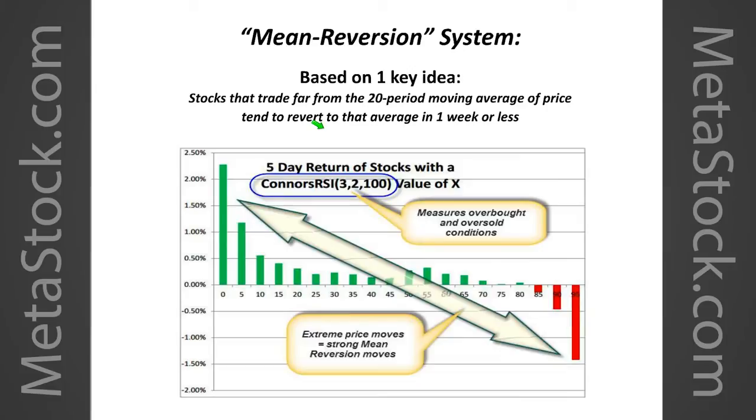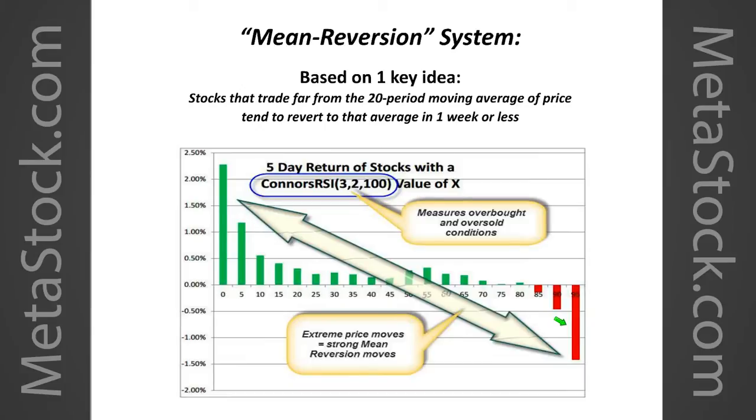What I wanted to show you very quickly here is that when the Connors RSI gets to very, very oversold levels, when it approaches zero, which is as oversold as it can get, it can't get any lower than zero, it's a range of 0 to 100, you're going to find the greatest amount of return over a 5-day period. Over 2%, about 2.3% per 5 days, once a stock registers a Connors RSI reading under 5.